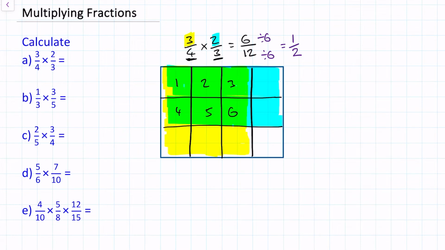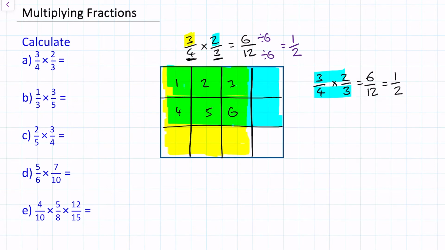So the next thing we're going to do is look at a written method, because it is not always easy to draw the diagram, as you'll see later. So we have 3/4 multiplied by 2/3. Now can you see we have the 3 times the 2 to make 6, and then the 4 times the 3 to make 12. And again, we can simplify this to make 1/2.